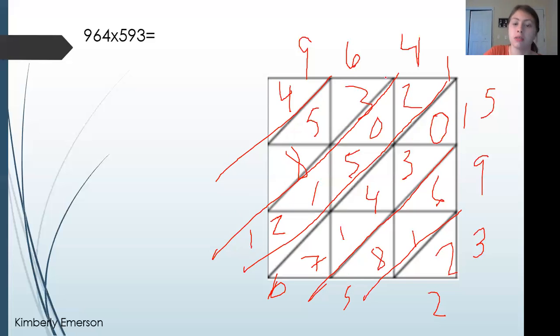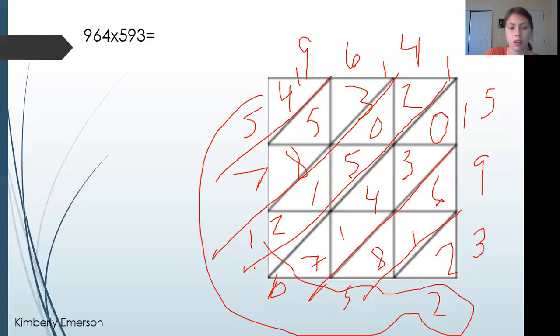And I apologize, I'm using my calculator. I'm not trying to leave room for mistakes. So we have 8 plus 5 plus 3 plus 1, 17. So we're going to carry the 1, and 4 plus 1 is 5. So our answer should be this answer right here. So it should be 571,652, and that's what it is.